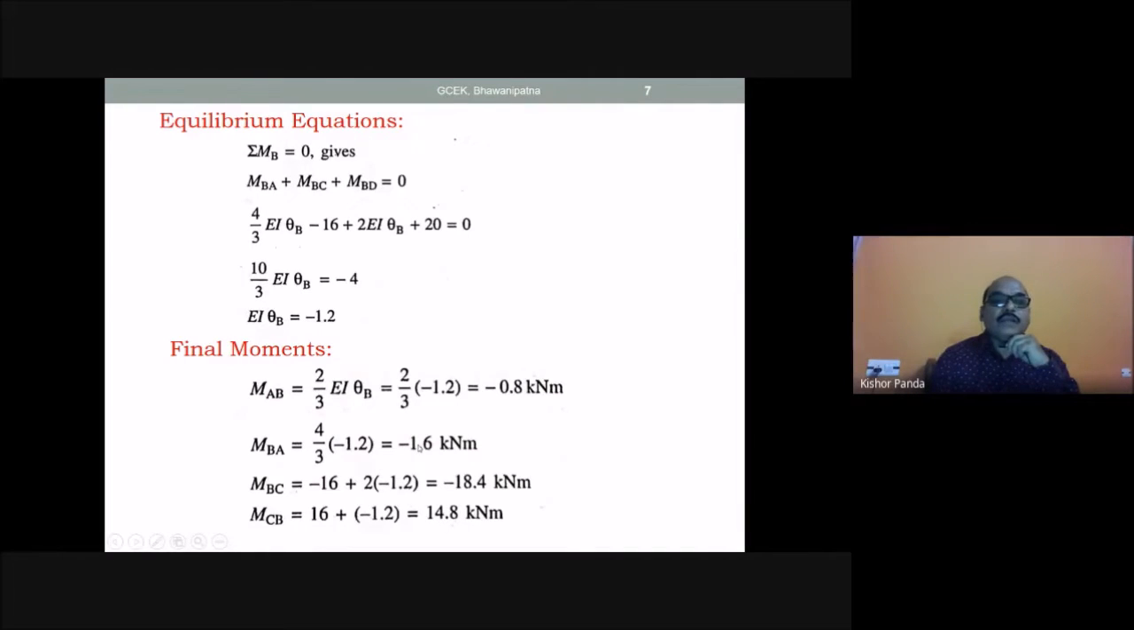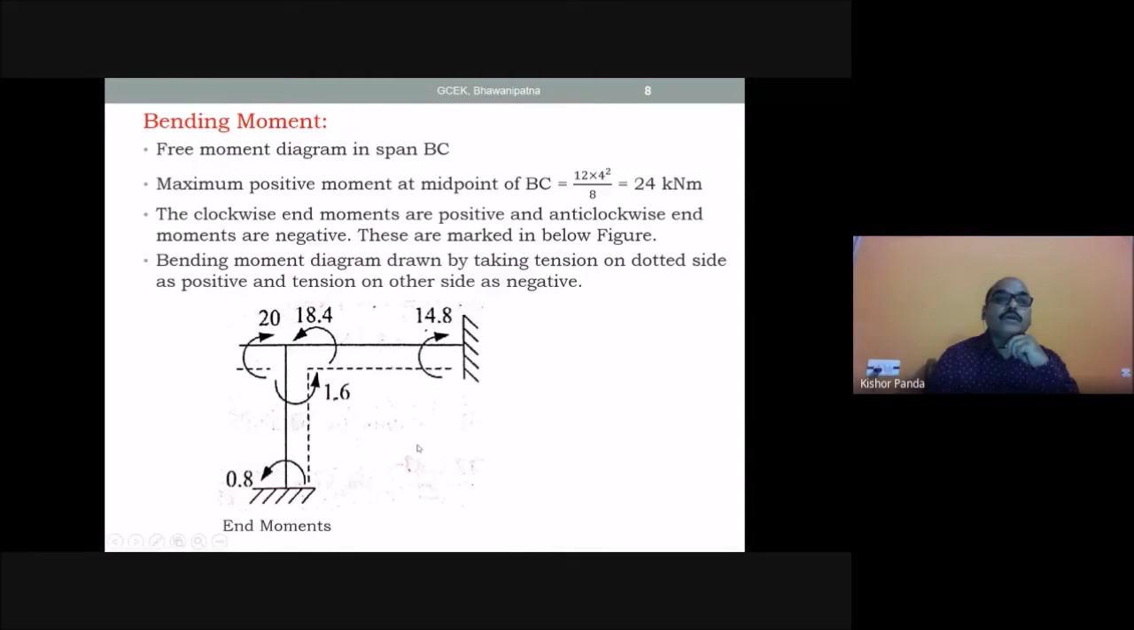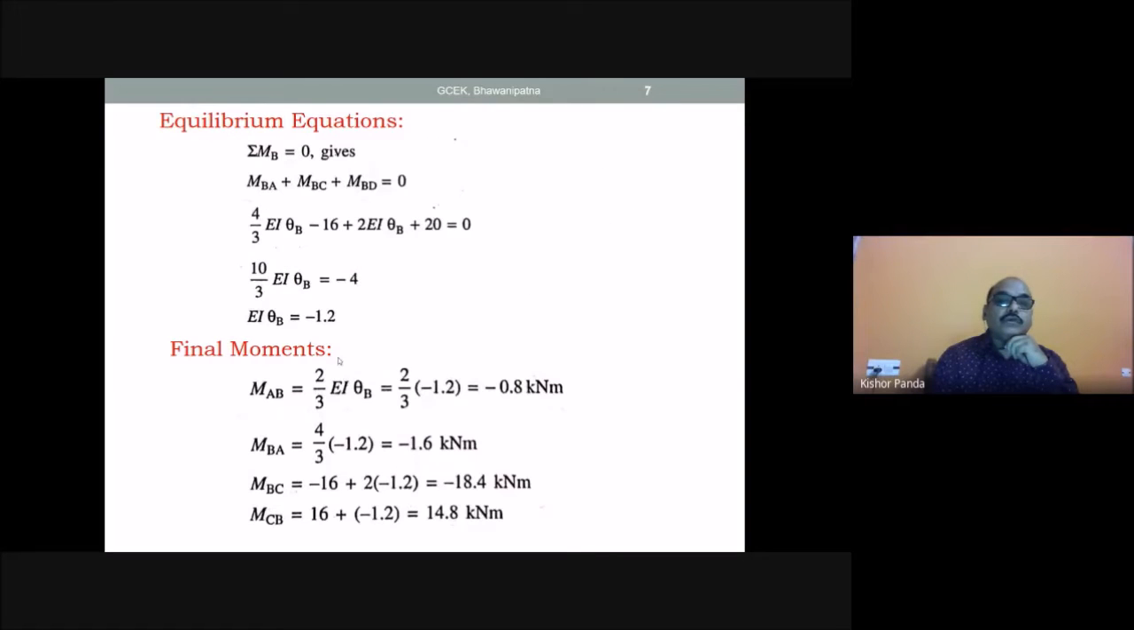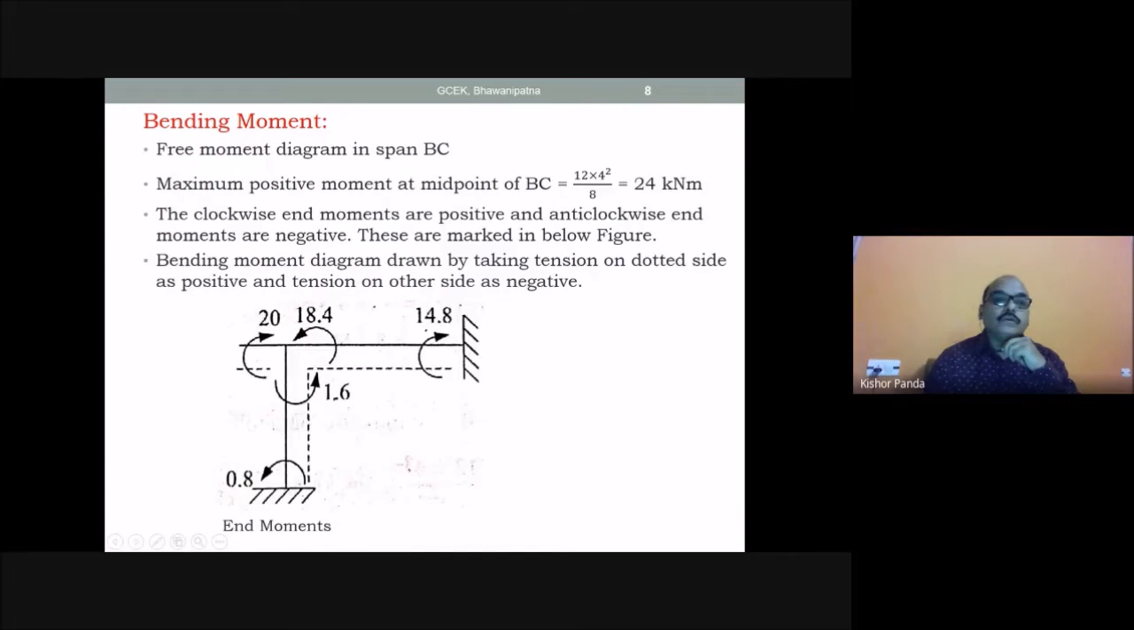So after getting the final moment, what do you have to do? You have to just give the direction of the moment. So here you see, you got moment MAB is minus 0.8 kilonewton meter. Just give the direction of the end moments. So for minus 0.8, what is the direction? Anti-clockwise. The direction here is anti-clockwise, 0.8 kilonewton meter.